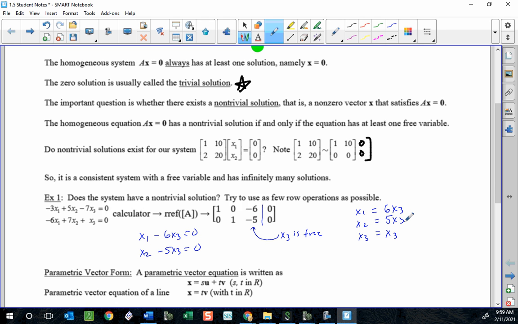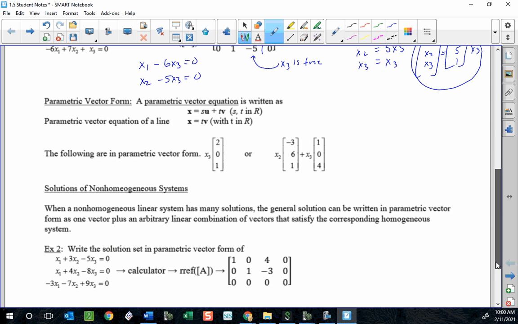If we wanted to write this as a vector, we would take 6, 5, and 1, because those are the coefficients of x3. You would put x1, x2, x3 in the front also, and say it equals that. That would be the vector way of writing this solution. Whatever the book asks for is fine.